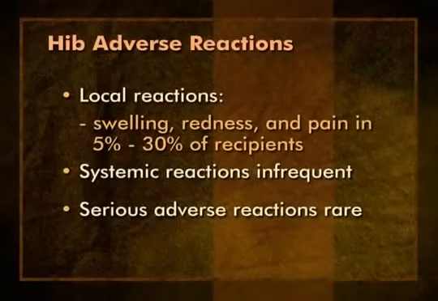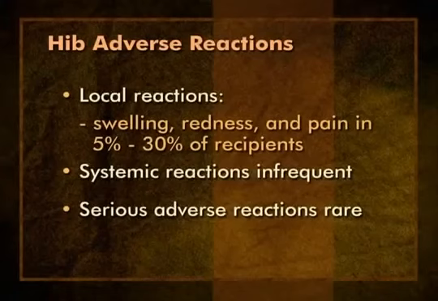Adverse reactions following Hib vaccines are similar to those following other inactivated vaccines, but adverse reactions following Hib vaccine are remarkably mild. Local adverse reactions such as swelling, redness, and pain are reported in 5 to 30% of recipients. These symptoms usually resolve within 24 hours. Systemic reactions such as fever are infrequent, and serious adverse reactions are rare.